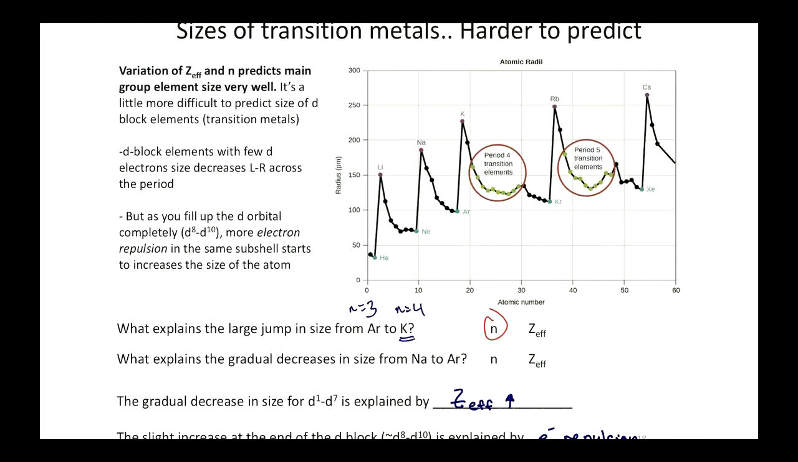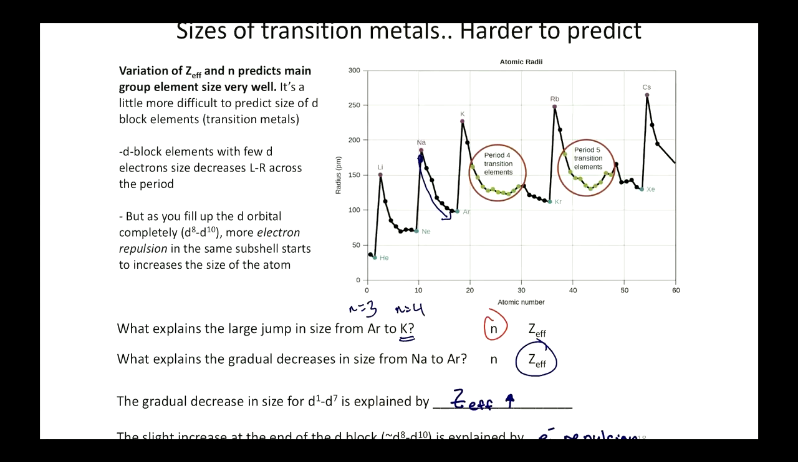What explains the gradual decrease in size from sodium to argon? It might be helpful to look at where those elements are on the periodic table. What explains that decrease in size, N or Z effective? Z effective, yes. All of those elements have the same N value, so we can't make a comparison on N value. If they're in the same N, the next thing we look at is Z effective, and you'll constantly be doing that in this chapter.